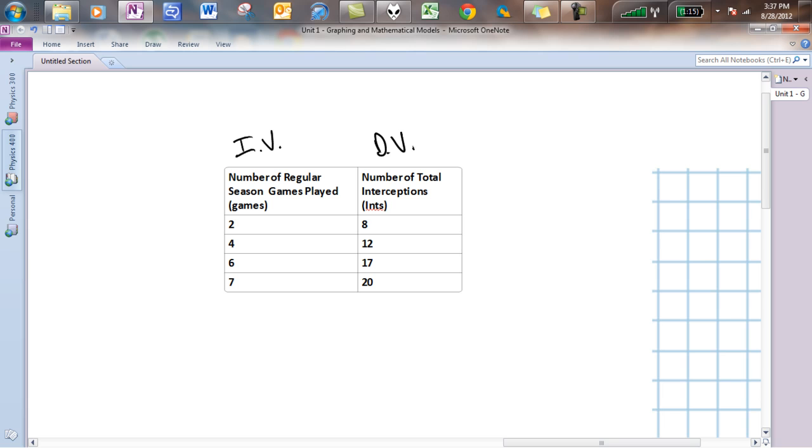The dependent variable is going to be something that is affected by that, and we look at total number of interceptions. Well, that is dependent on what game we're on. How many games have we played? So after 4 games, it's 12. After 6 games, it's 17. Can I guess what's going to be happening later? No, I can't necessarily say. I need to say what game it is in order to have the number of interceptions. So that matches up our independent and dependent variables there.